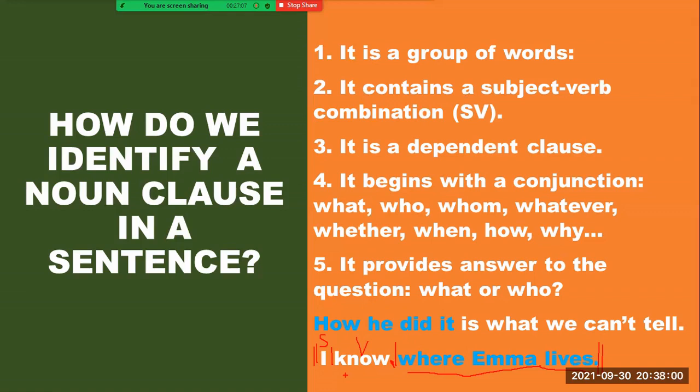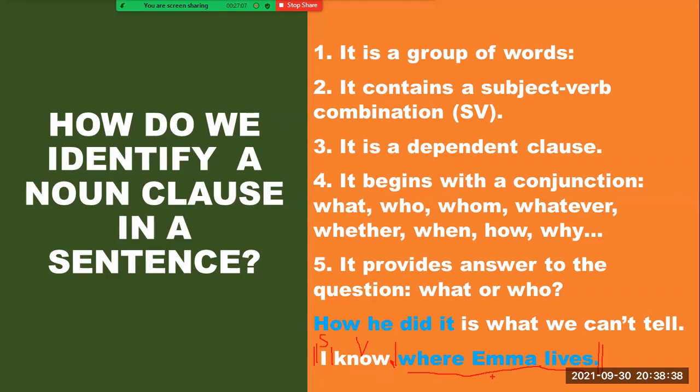So because the question is what, that confirms that this particular expression is a noun clause, is at least a noun element, because it is a structure or an expression that belongs to the noun family that answers the question what. And when the question is what, then it is about someone or about something. All right.